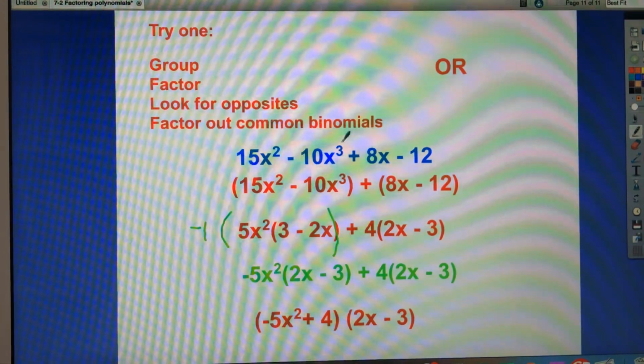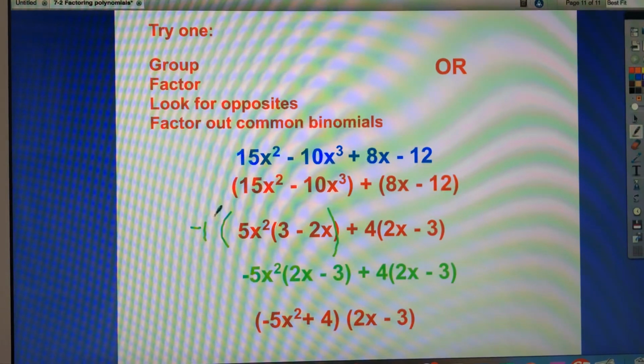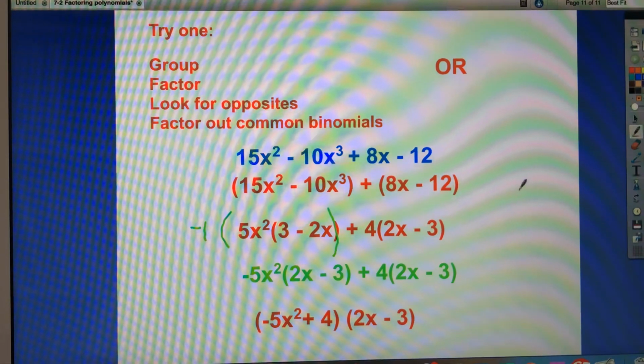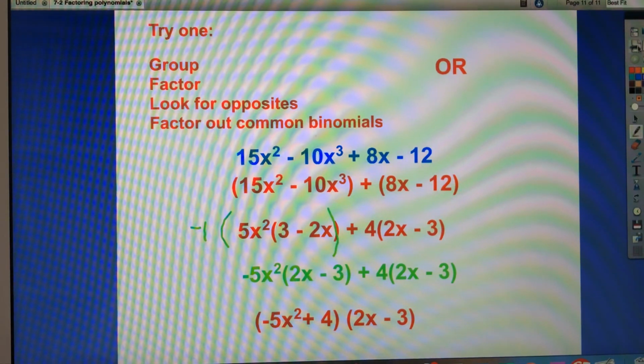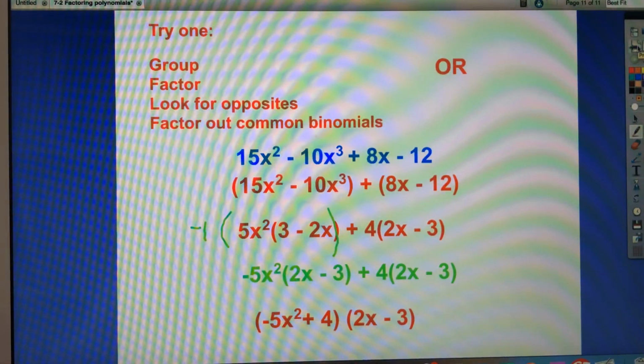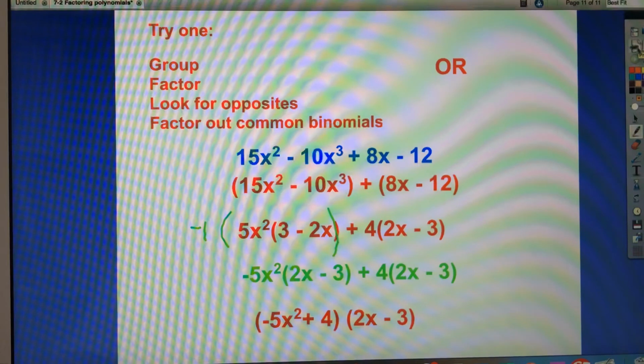What would have happened if I had changed the first one instead, and I had done my negative 1 times this first set? No problem. You can do it. You can go ahead and change that instead. You're still going to get the same answers. When you go to do your FOIL, you're going to get the same answers.